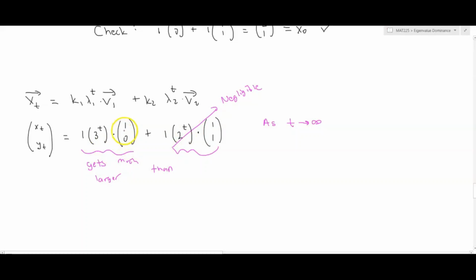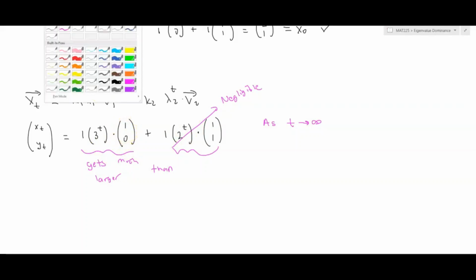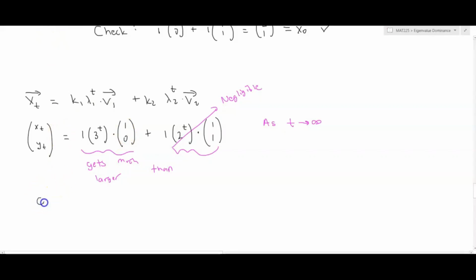And so now what we want to be able to do is to write out the components. Even though this is a vector equation, this gives me a formula: x at time t is going to be 1 times 3 to the t times 1, which is just 3 to the t, plus 1 times 2 to the t times 1, which is just 2 to the t. And y_t will equal 1 times 3 to the t times 0, which is just 0, plus 1 times 2 to the t times 1, which is just 2 to the t.